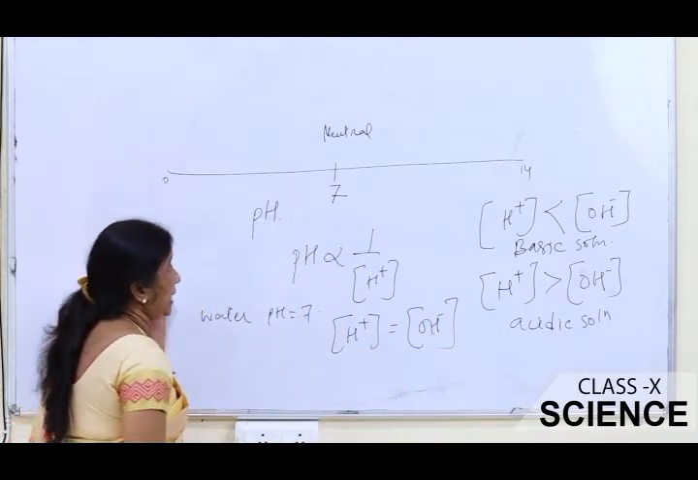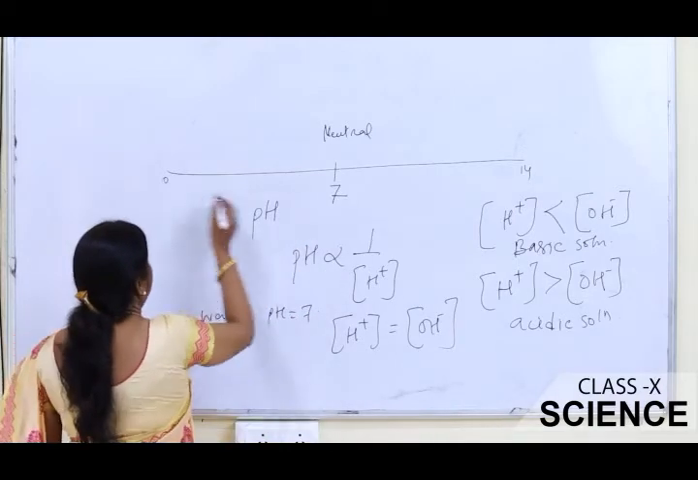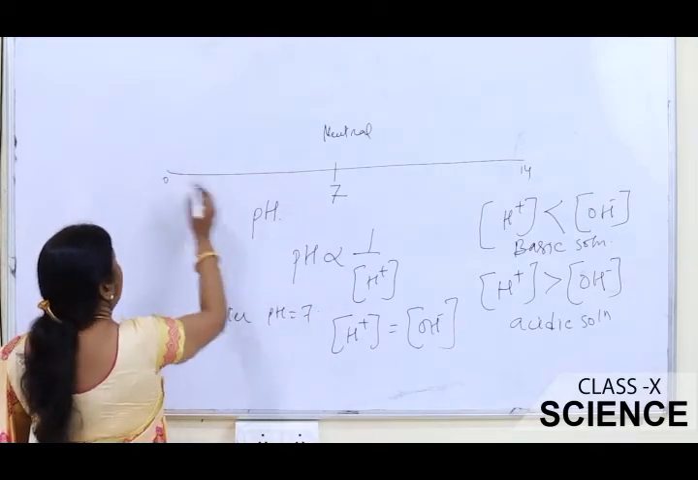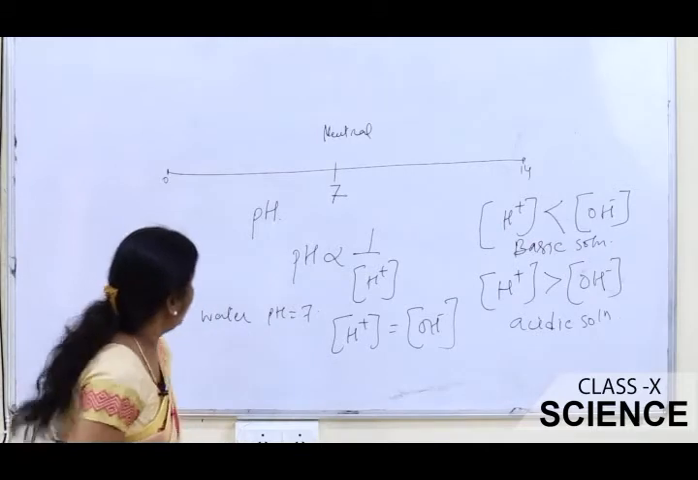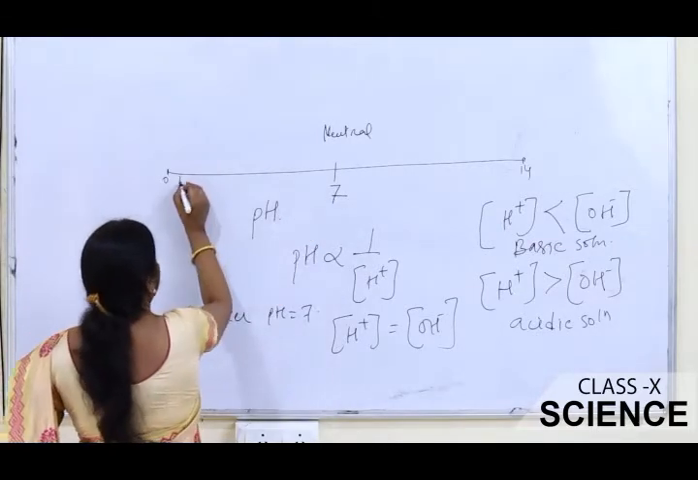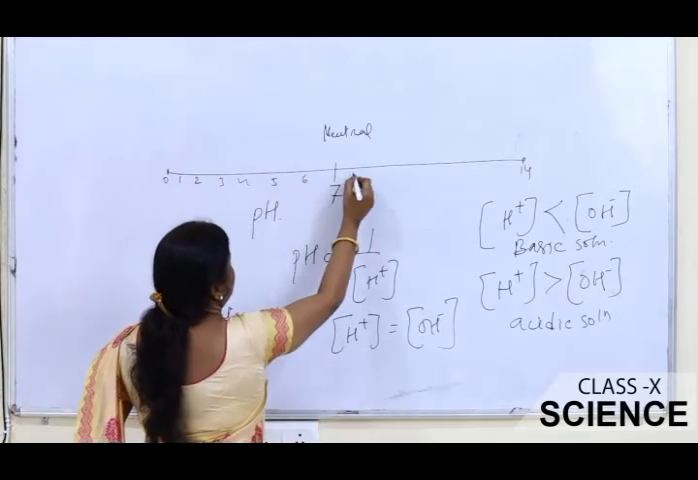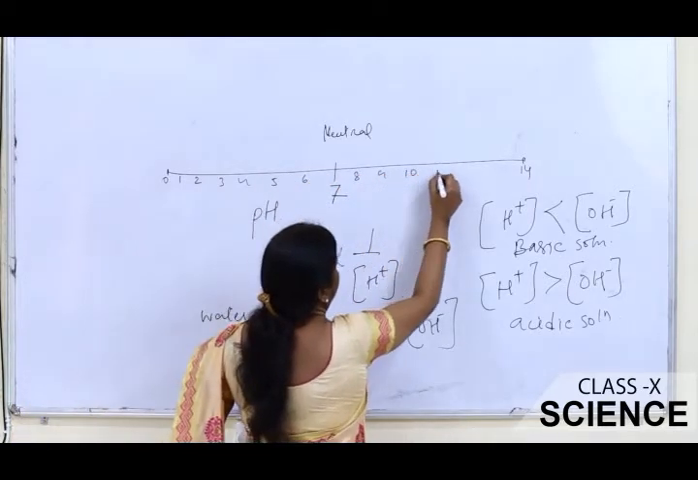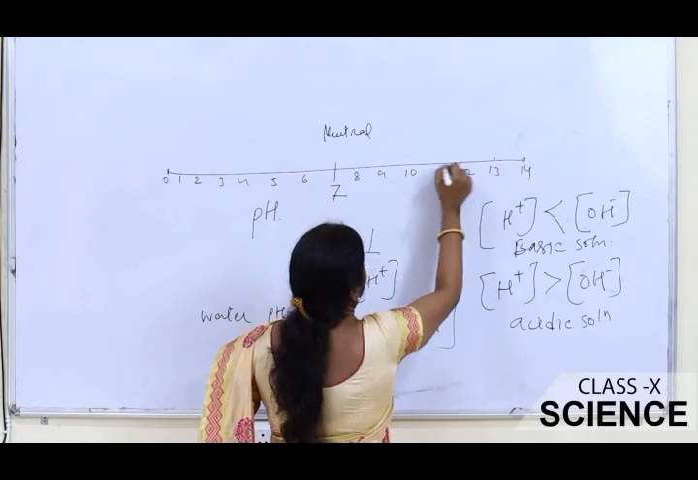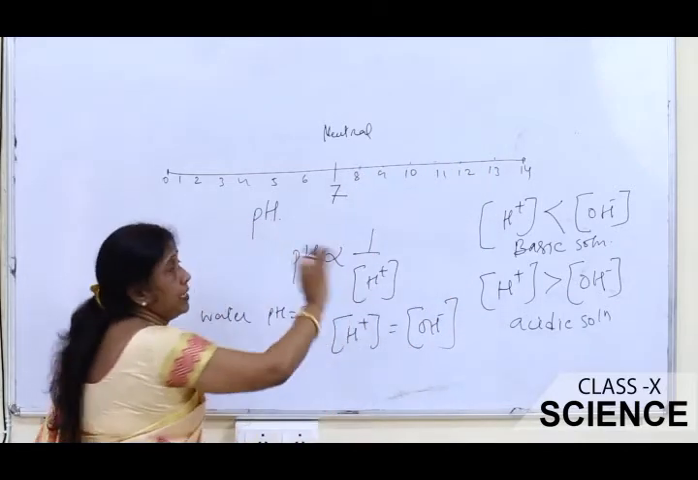Now what about the pH value? Just see here, the pH range varies from 0 to 14. From 7 it is 1, 2, 3, 4, 5, 6 and 7, then 7, 8, 9, 10, 11, 12, 13 and 14. These are the pH values of different substances.